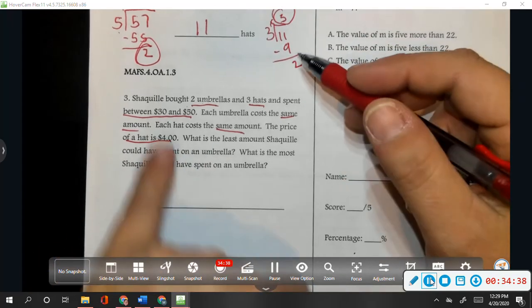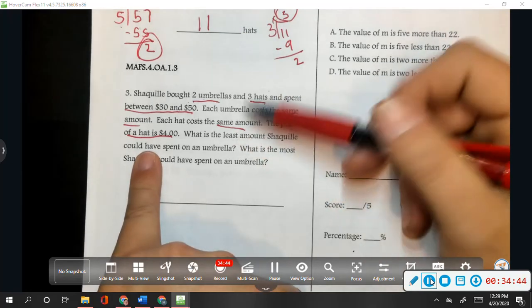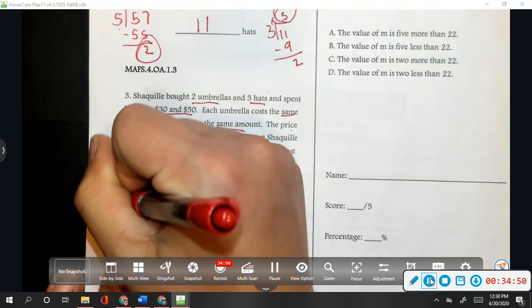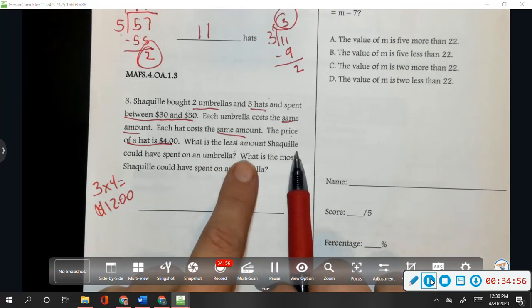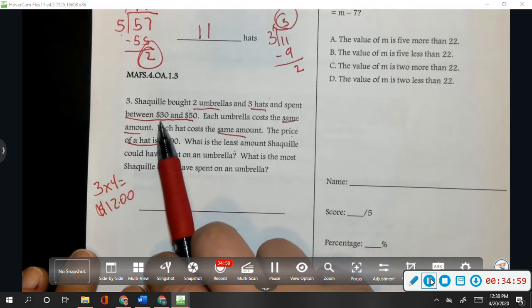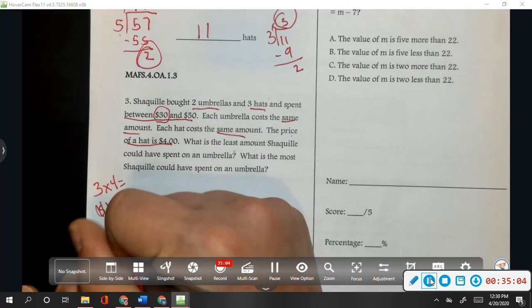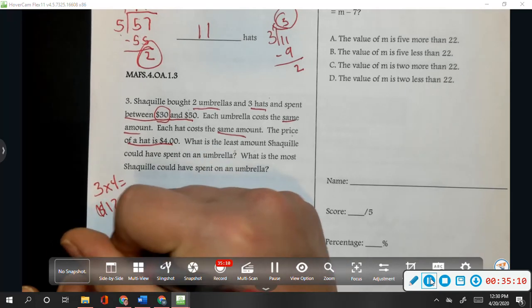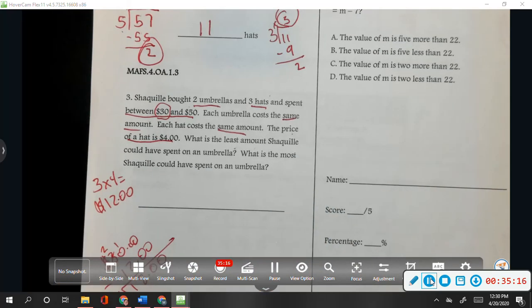So she bought 2 umbrellas and 3 hats. The hats cost the same price at $4. So let's find out. She spent 3 hats times 4, so she spent $12 on the hats. What was the least amount Shaquille could have spent on an umbrella? Because she spent at least $30, we subtract 12 from that. That becomes 18. So she has $18 left over for the smallest amount.